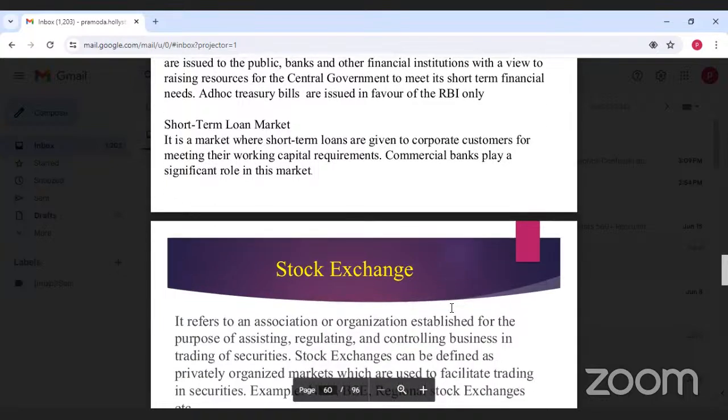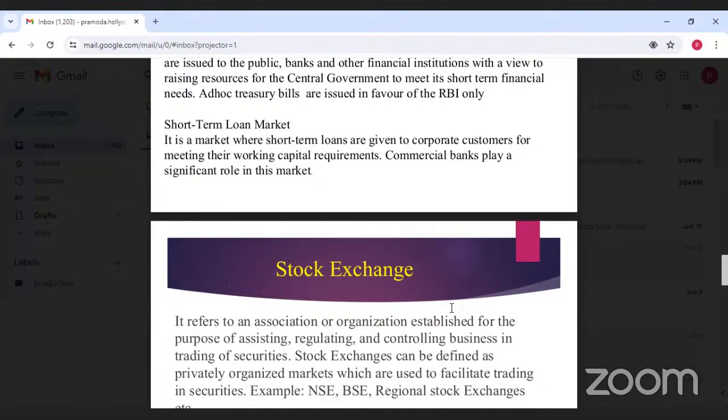Then the fourth type of money market instrument is the short-term loan market. These are very short-term loans. Short-term means for a short period. These loans are generally lent to business people who find it difficult to manage their working capital requirements. That means in everyday business routine, they need money for rotation, for paying the bills, for purchasing stationery, or for payment of salaries, rent, etc. Sometimes small business firms may find it difficult to maintain their working capital requirements. In such a case, they can approach the commercial bank for short-term loans.